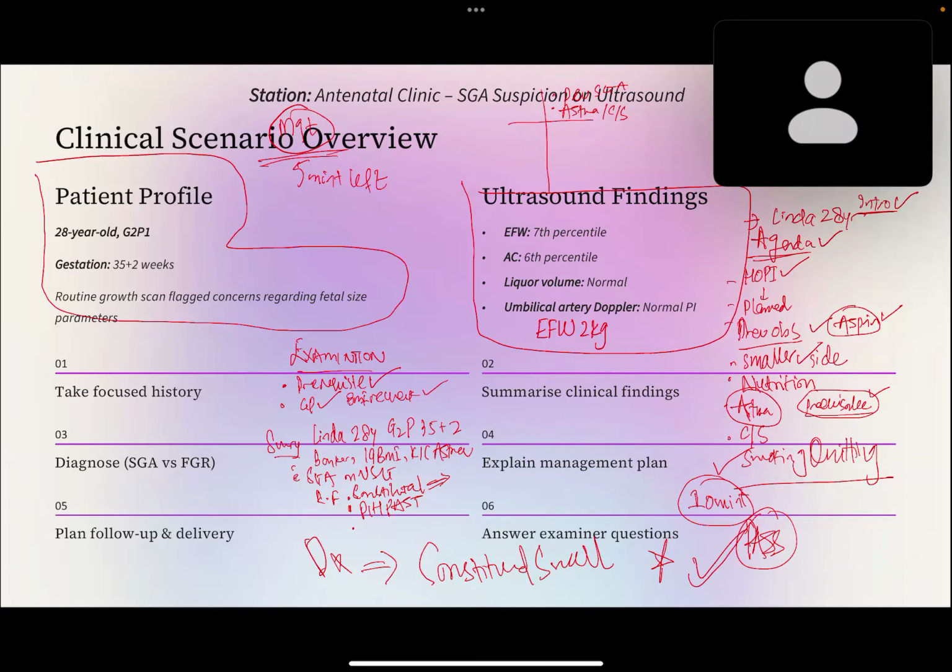Continue. She's bleeding. What is your diagnosis? Still, this is uterine rupture. Yes, this is rupture. So I would call for help. I will involve my seniors.